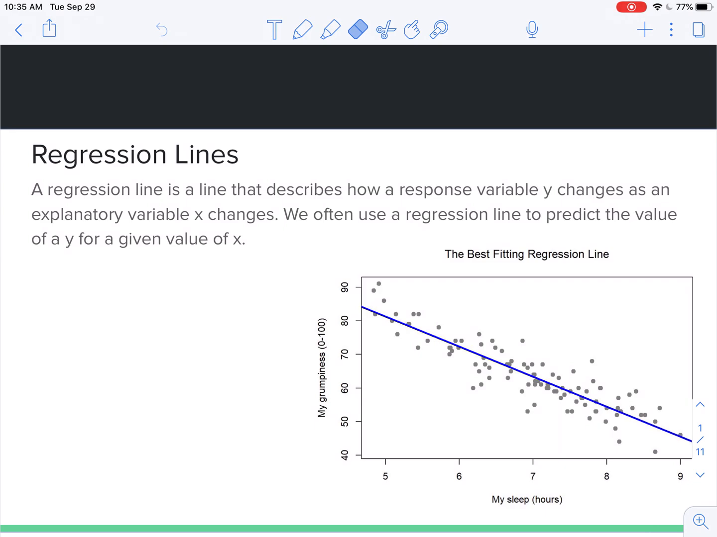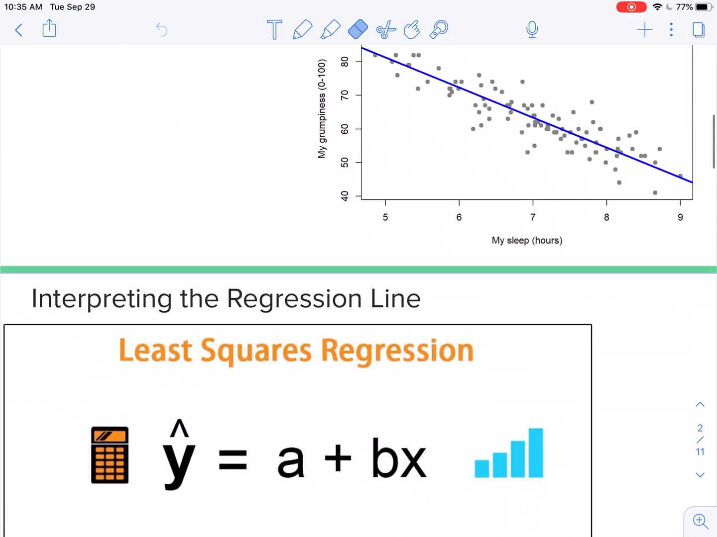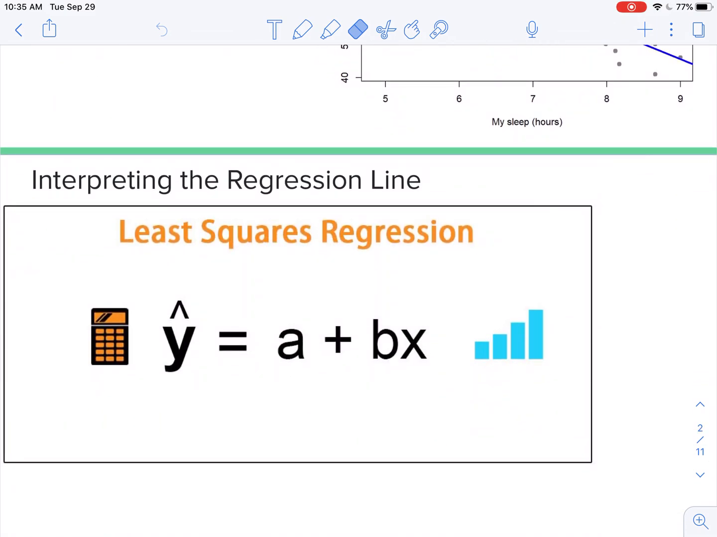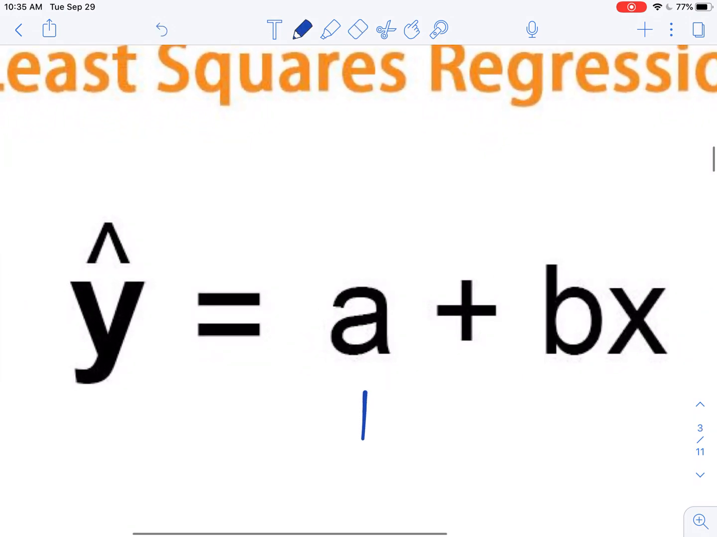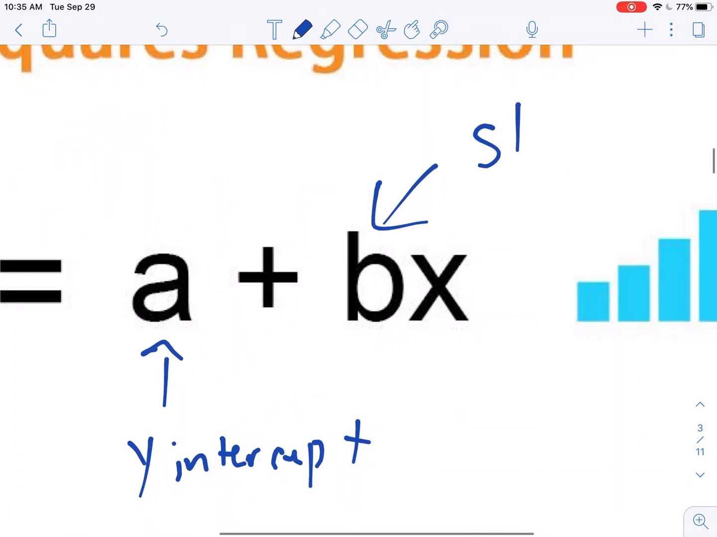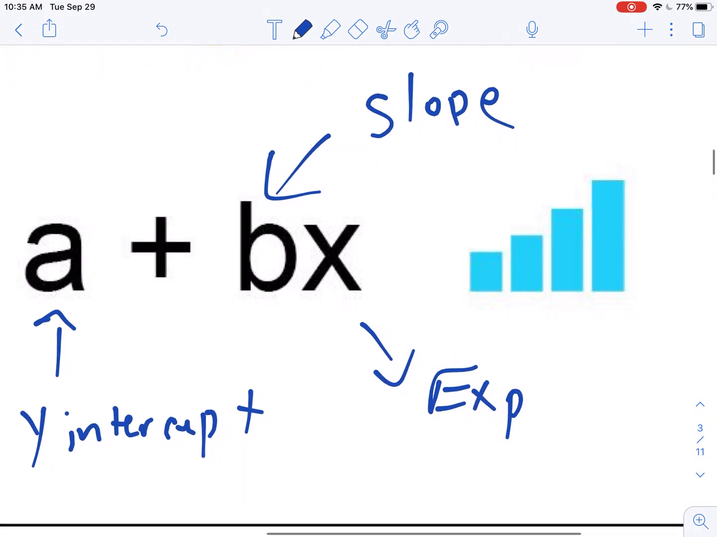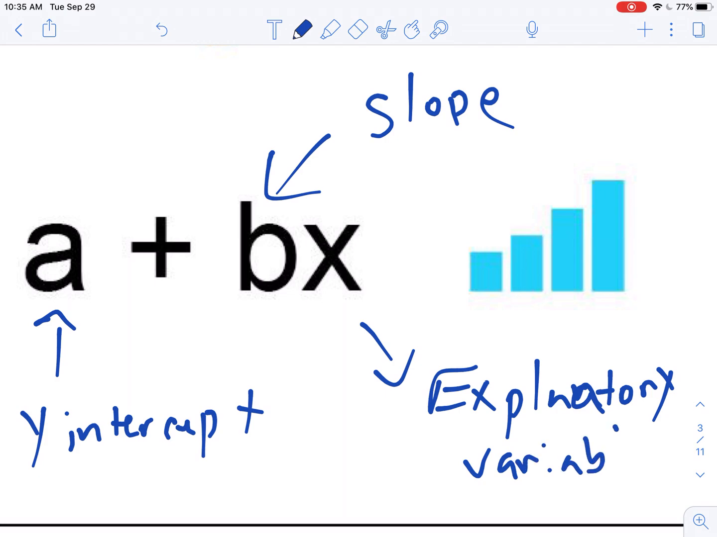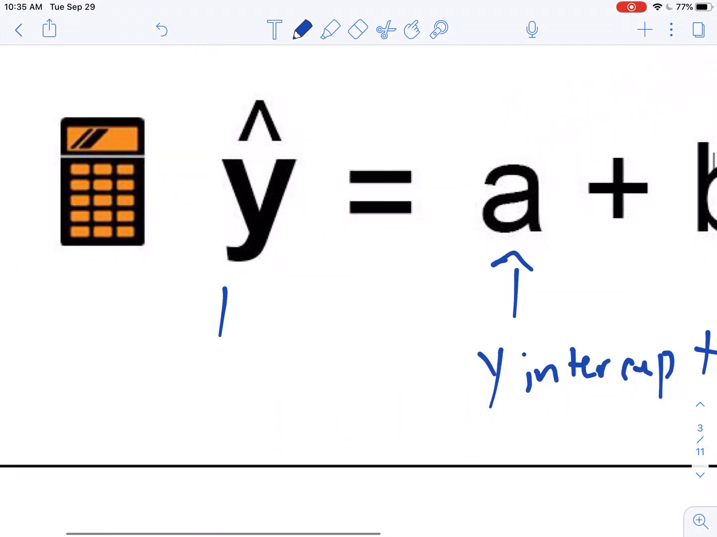Now, how do we figure out what the best fit line is? What is the best fit line? And then how do we interpret it? So how do we interpret a regression line? The least squares regression line works off the formula y hat is equal to a plus bx. Now, a is your y-intercept, b is your slope, x represents the explanatory variable, and y hat represents the expected y value.